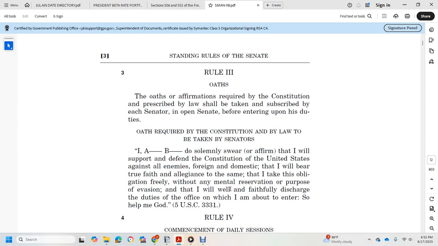I, A and B, do solemnly swear, or affirm, that I will support and defend the Constitution of the United States against all enemies, foreign and domestic; that I will bear true faith and allegiance to the same; that I take this obligation freely, without any mental reservation or purpose of evasion; and that I will well and faithfully discharge the duties of the office on which I am about to enter. So help me God. Title 5, United States Code, Section 3331.